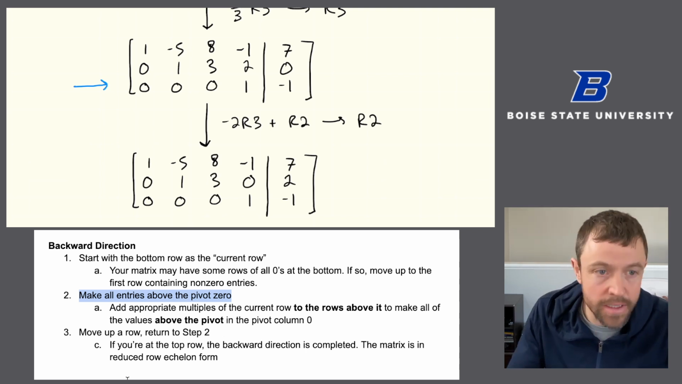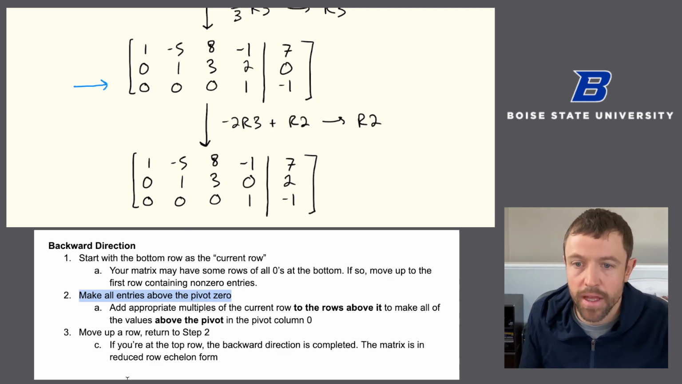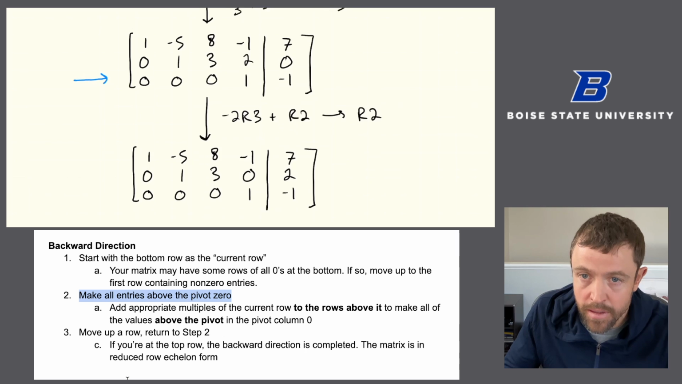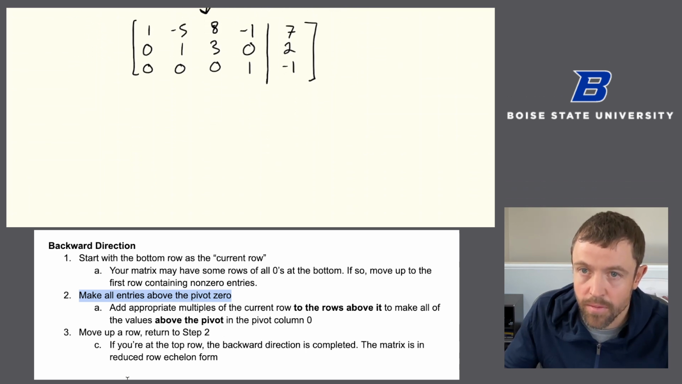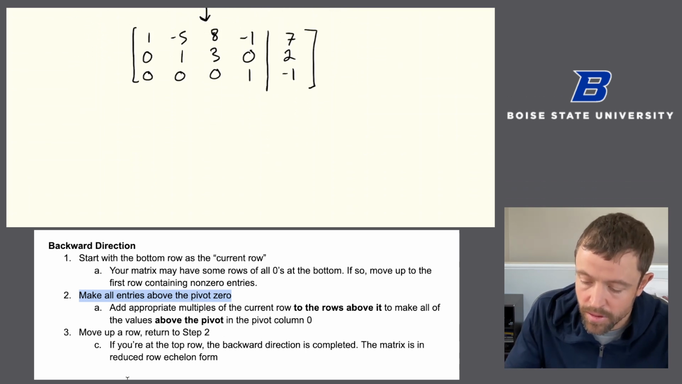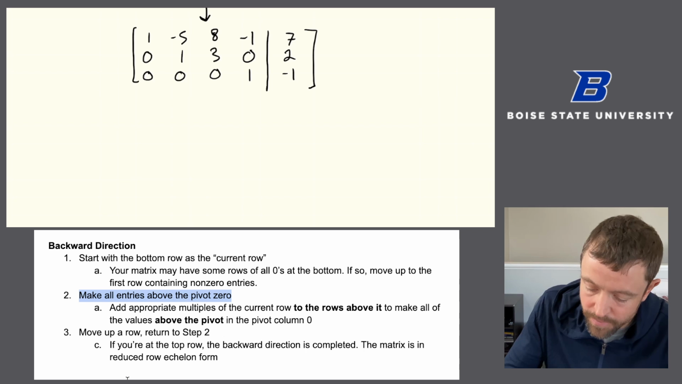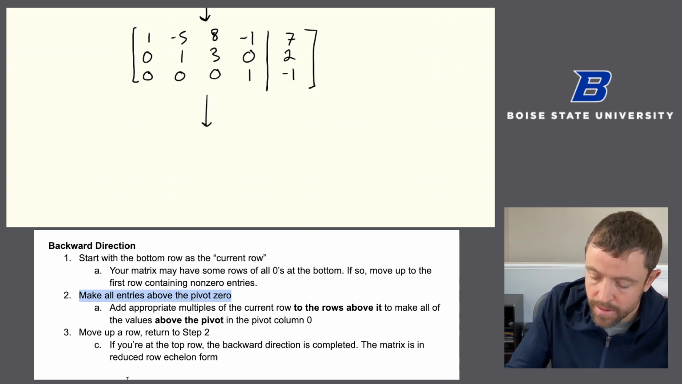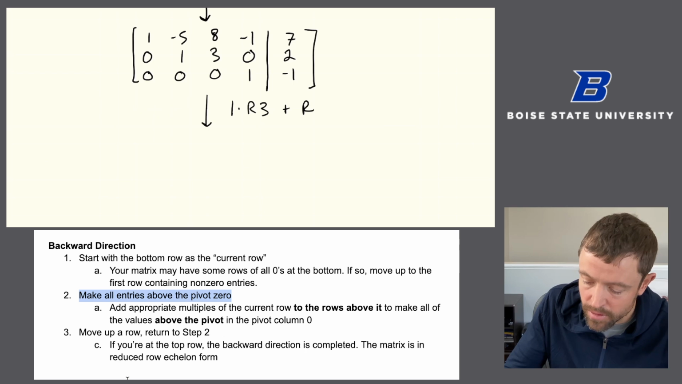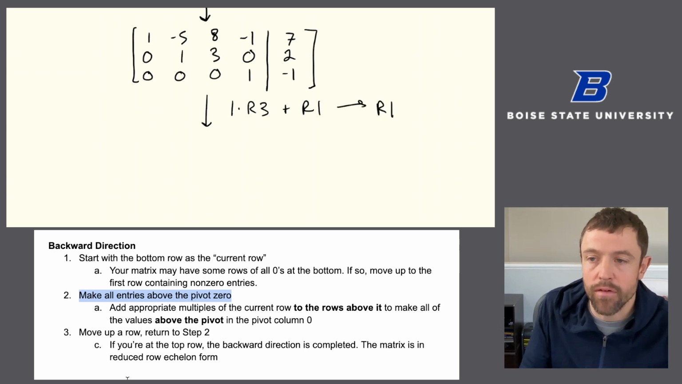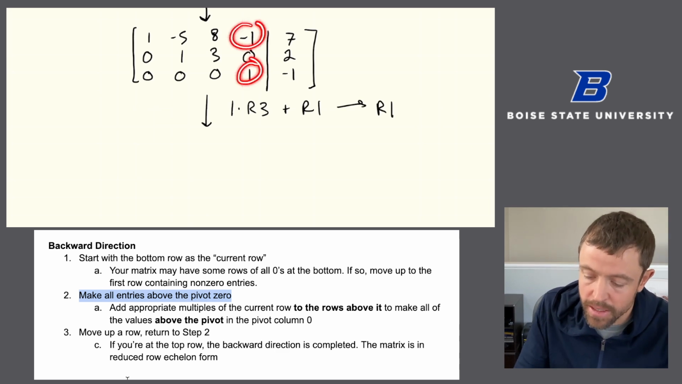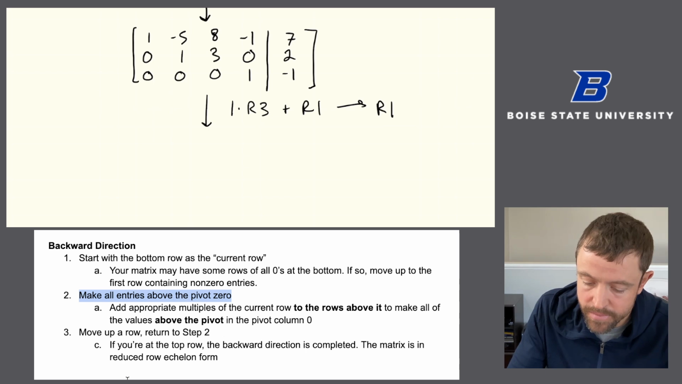And now I need to keep making all of the entries above the pivot 0. We know where we are. I need to make this thing 0. And so I'll write it like this: 1 times row 3 plus row 1 will replace row 1. Or in other words, I'm just adding row 3 to row 1. Because if I add a 1 to a -1, I'll cancel that out.